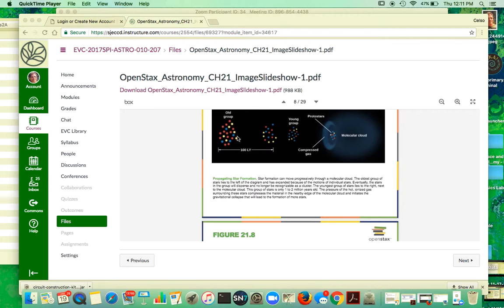So if you have a cloud that fragments into smaller clumps that will give rise to stars, and assuming all these clumps have different initial mass, those clumps that are more massive will go through the evolutionary stages faster than those clumps of low mass stars.